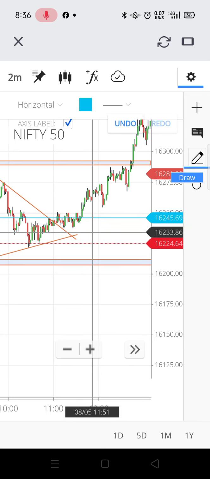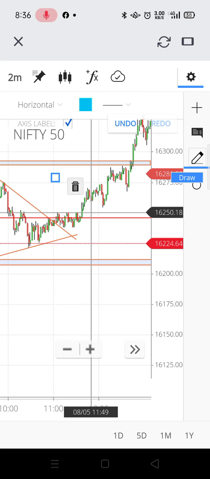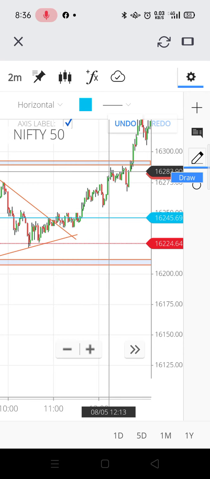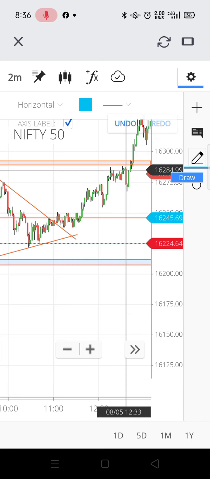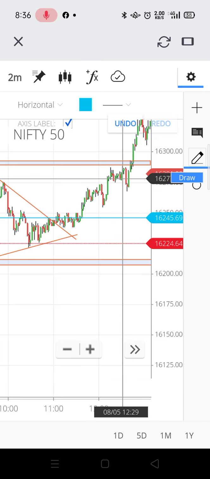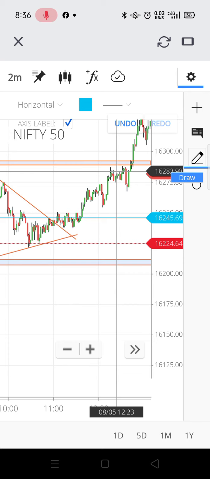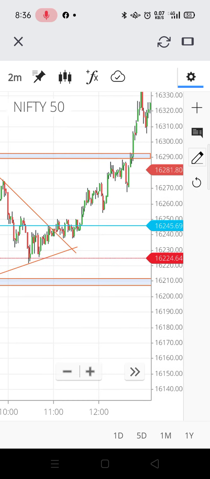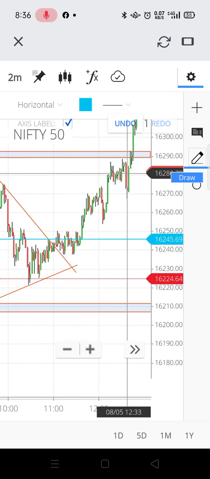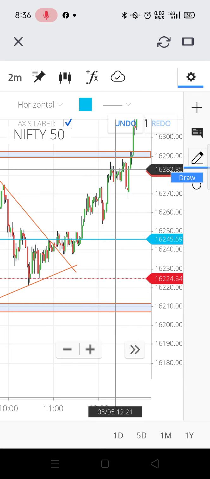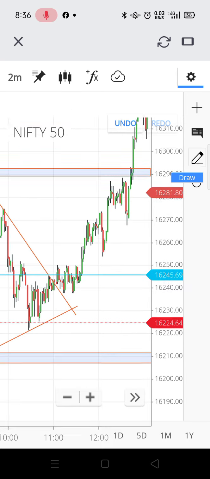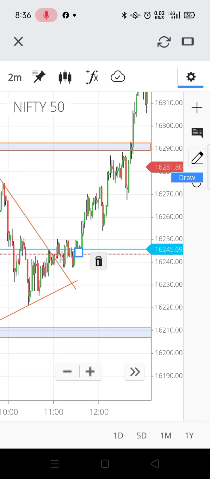My entry was at 16,246, and my target should be just 40 points above. So that would be 86, somewhere close to this point. When the market was close to the target I had planned, I booked 50% of my position here, and I held the rest 50%. I booked 50% of the position at the support zone, which was also my target. Then I shifted my stop loss to the break-even point.